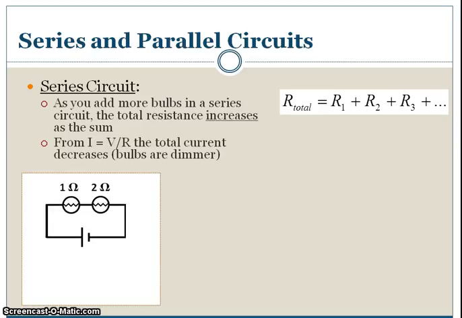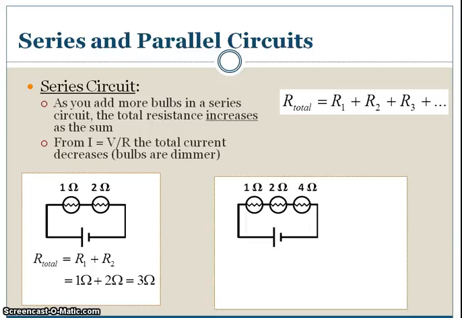Here's an example. If you have two light bulbs in series with each other, let's just say one has a resistance of 1 ohm and one has a resistance of 2 ohms. If you wanted to calculate the total resistance, you would just add them up, and 1 plus 2 gives you 3 ohms. And so you can see that the total resistance is higher than the individual resistances. If you add another bulb, a 4 ohm bulb, to those two that are already there, you get an even higher resistance, a 7 ohm resistance. And since all of them are on the same path, they have the same current going through them, that total current would be even smaller in this case, and the bulbs would get even dimmer.